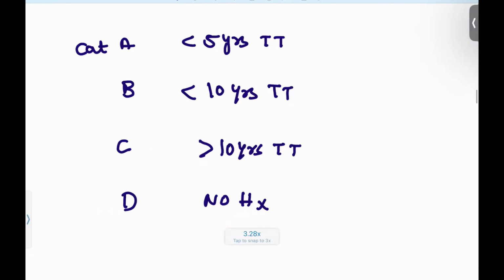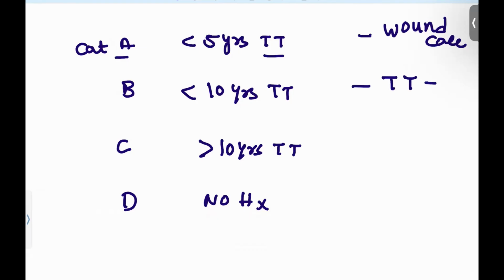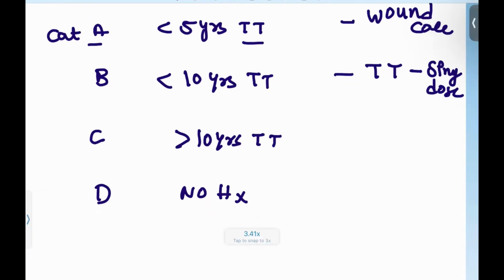How do we do wound care in these patients? If the patient is in category A, whether the wound is clean or unclean, you just have to give wound care only. No need for the TT injection because it has been less than 5 years. In category B, you can still give a single dose of TT injection.